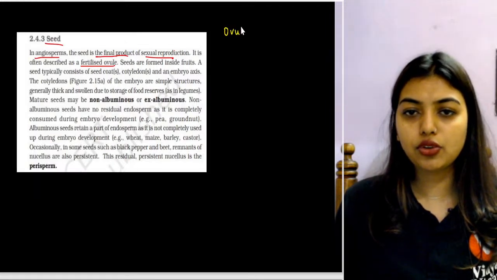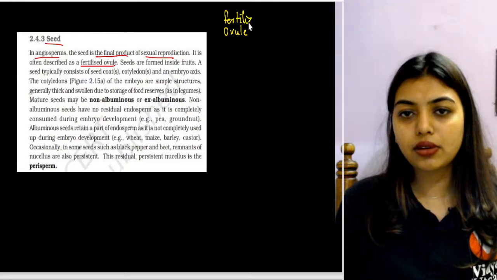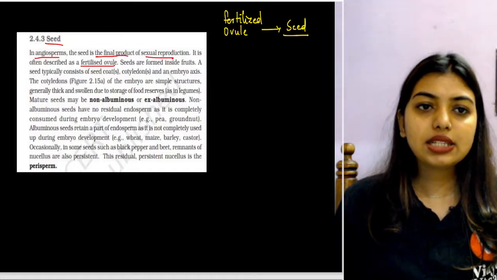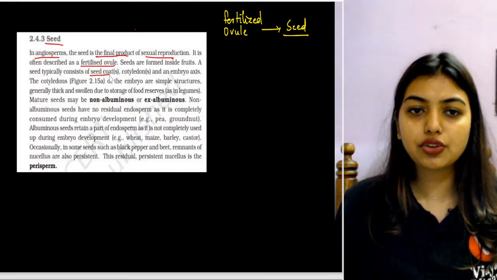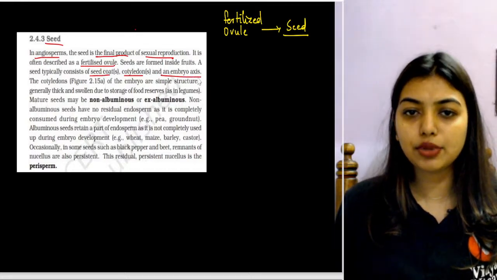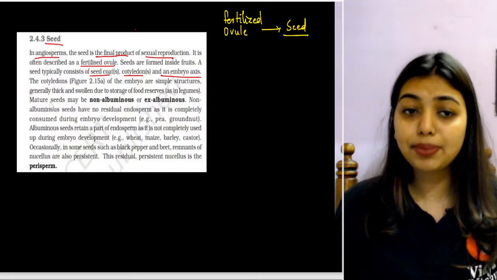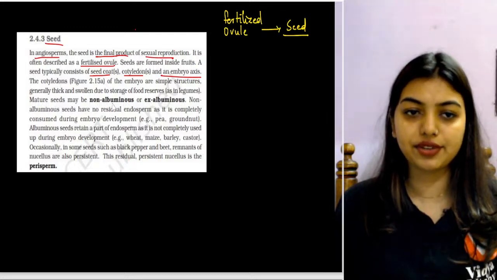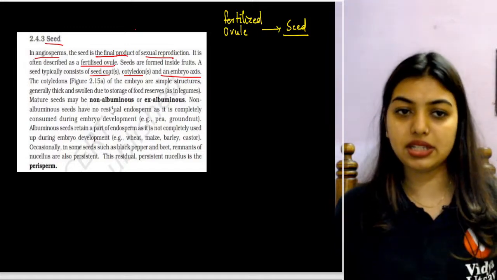This all of you know, no? A fertilized ovule gives rise to seed. Simple as that. Now, seeds are formed inside the fruits. A seed typically consists of a seed coat, cotyledon, and an embryo. The cotyledons of the embryo are simple structures, generally thick and swollen due to the storage of food reserves. Mature seeds may be non-albuminous or albuminous.